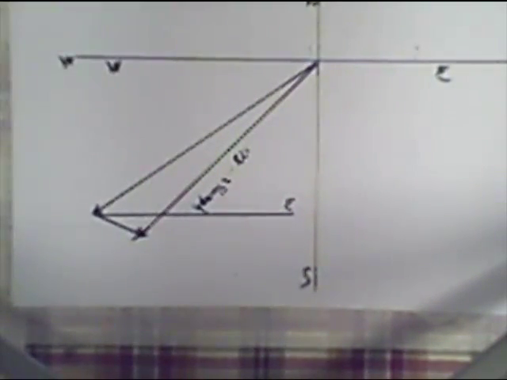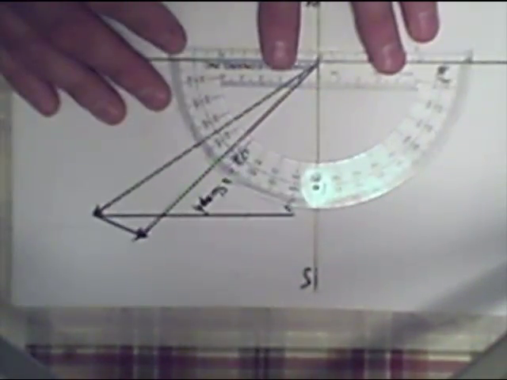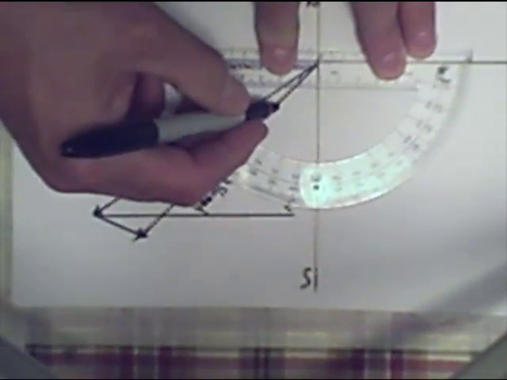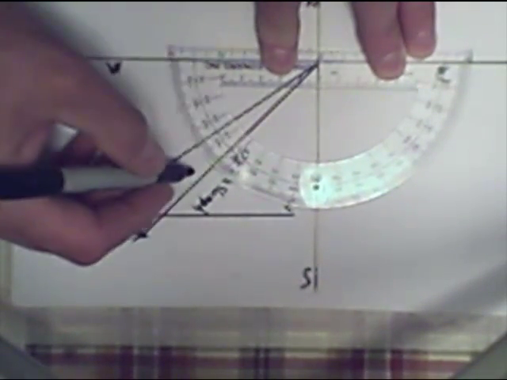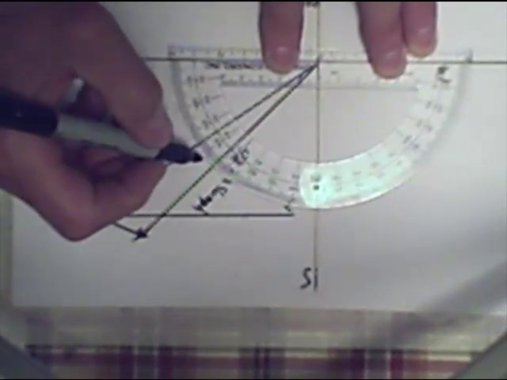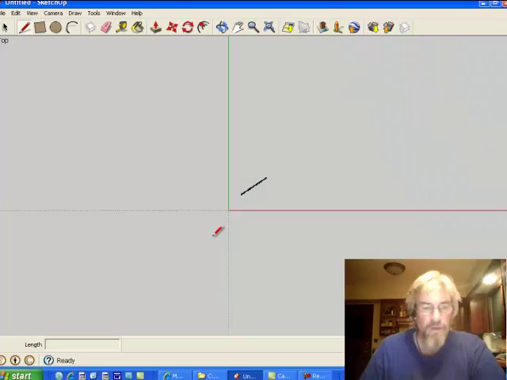Now to get the direction, well, I can measure that too. So I lay my protractor back down here and line it all up with the origin. And when I measure the angle between my resultant vector and west, it turns out to be 44.5. That's how you can graphically determine the resultant of this vector.